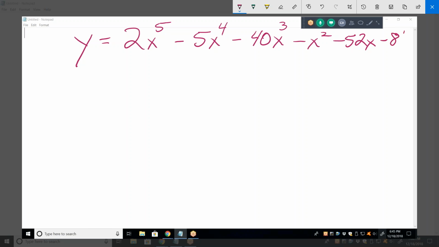Okay. There's no greatest common factor. And the reason I know instantly is because this is a 1 right here. Okay? So there's obviously no number that divides into all of these numbers. And there's no x that divides into every term because this term doesn't have an x. So there's no greatest common factor for this one. The only way to do this one is on a calculator.